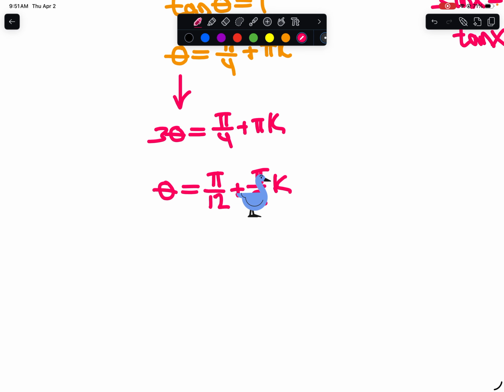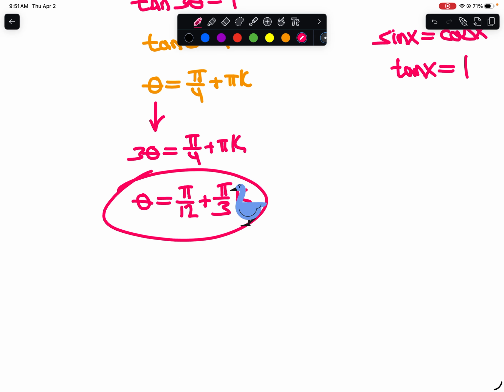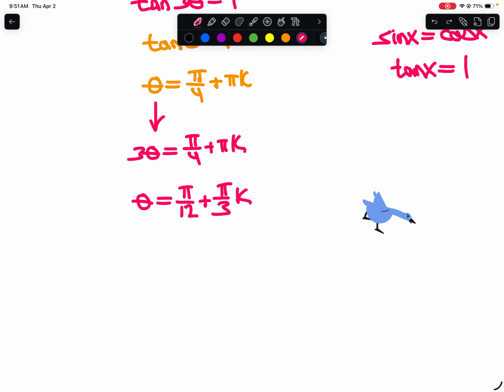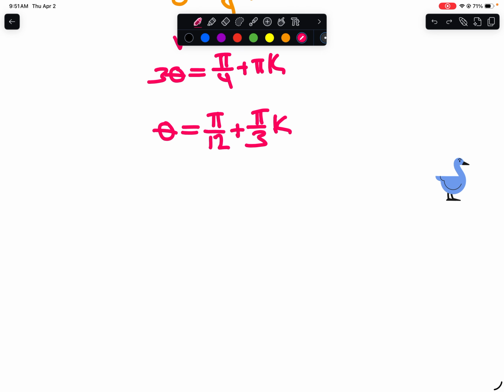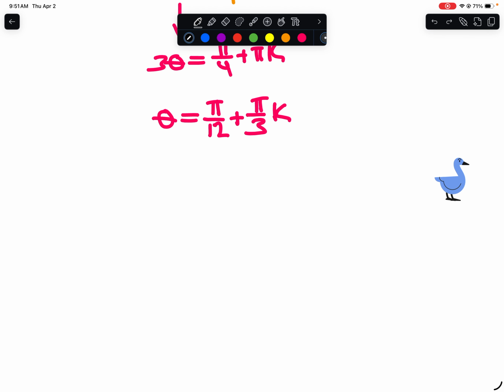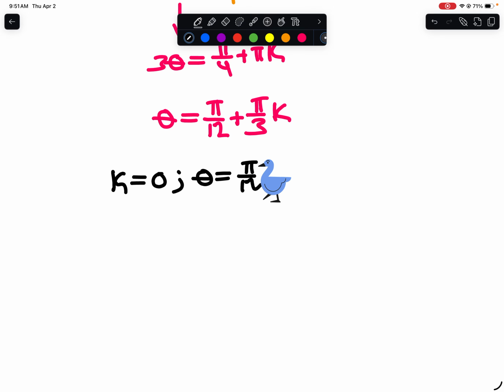And then what I'm going to do next, now that I have all the possible theta values for the points of intersection, I'm just going to plug in integer values for my k value. So when I say integer values, you could use either negative k values or you could use positive k values. You could even use 0. But I'm actually going to start with a k value of 0. So when I do that, that means theta is going to equal pi over 12 plus pi over 3 times 0, which is just going to give me pi over 12.